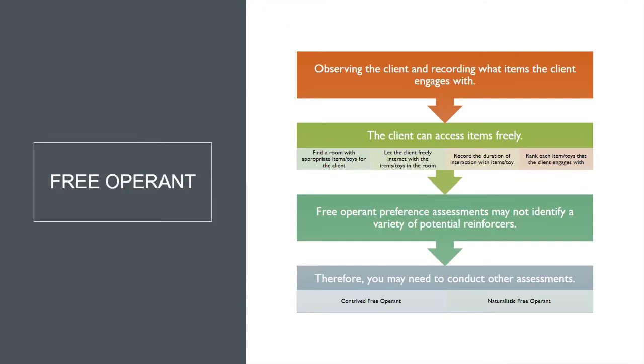Sometimes, when assessing clients using free operant preference assessments, you may not be able to identify those potential reinforcers, and that's okay. That just means you need to utilize other assessments such as contrived free operant or naturalistic free operant. In the next slide, I will discuss the difference between the two and why they are helpful.